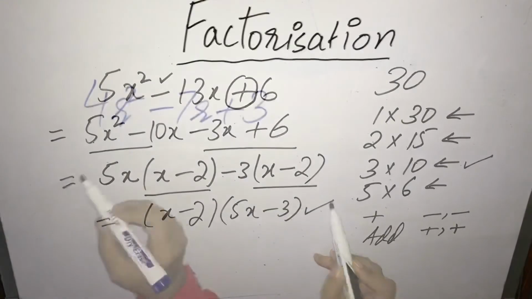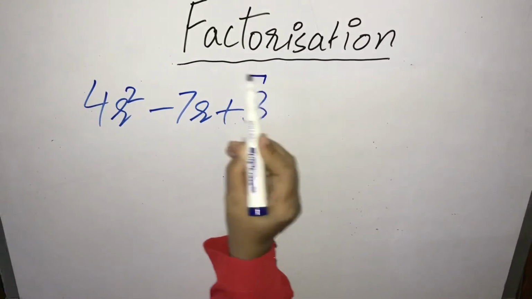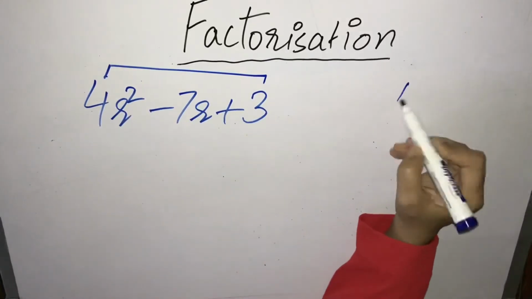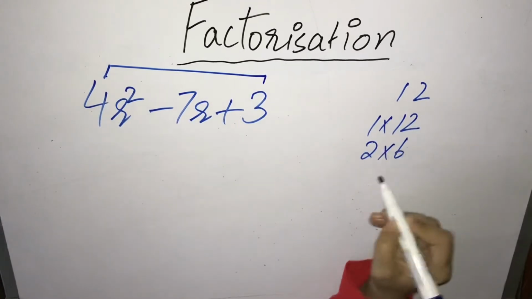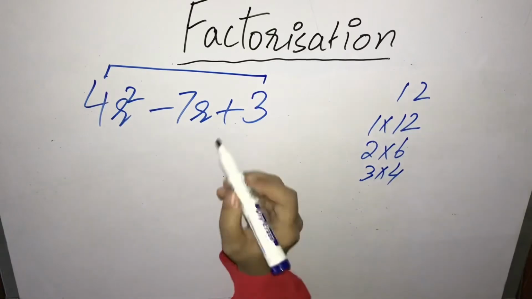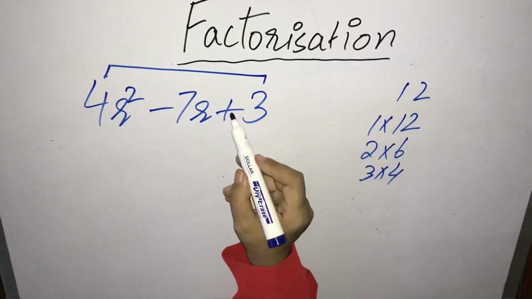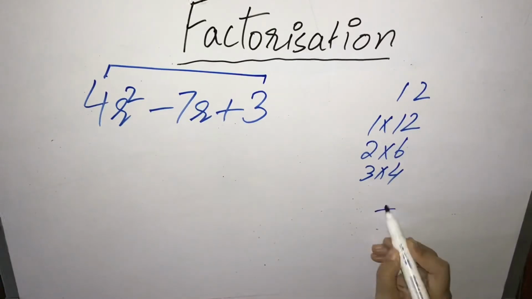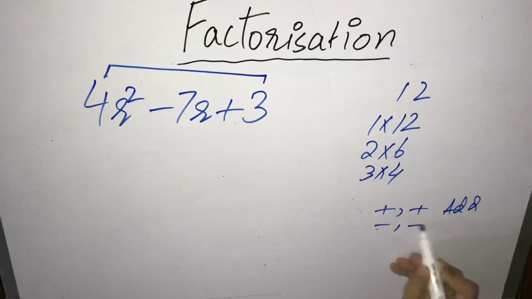Answer is correct. Next, 4r² minus 7r plus 3. Factors of 4 3s are 12. Factors of 12: 1 into 12, 2 into 6, 3 into 4. As I have already explained, this plus sign is telling us that both factors should have the same sign. Either both are positive, then we can add, or both are negative, then we can add.